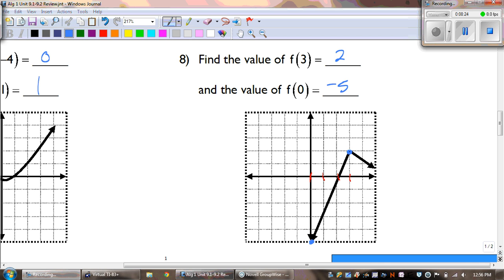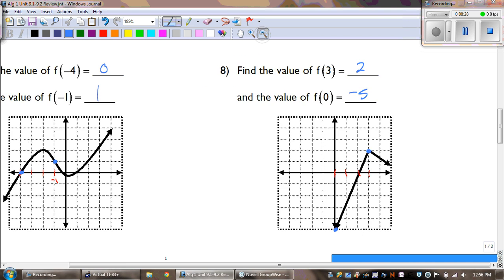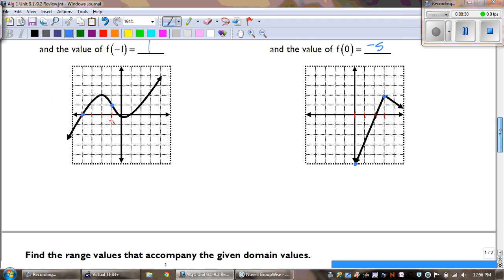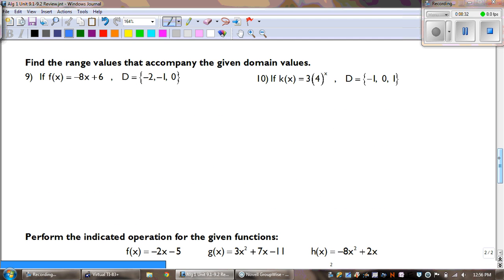Okay, and you should have gotten 2 and then -5. Let's flip it over. It says find the range values that accompany the given domain values. So now they're asking us to not plug it in once or twice, but to plug in the domain 3 different times, okay?